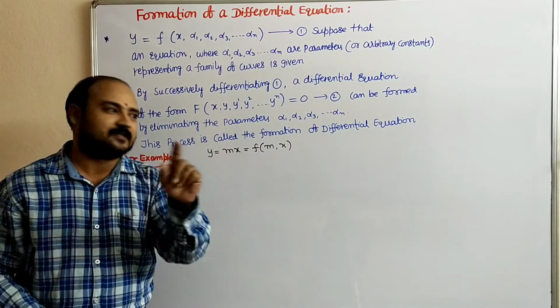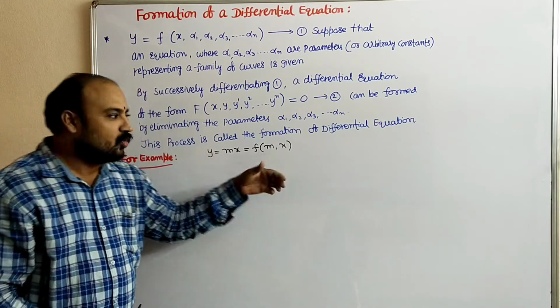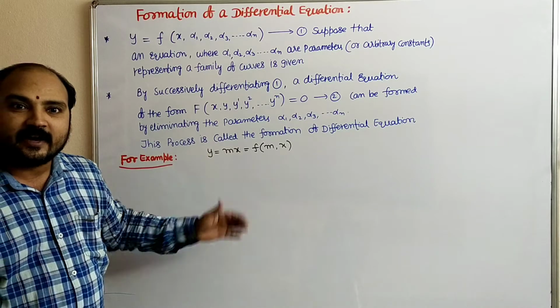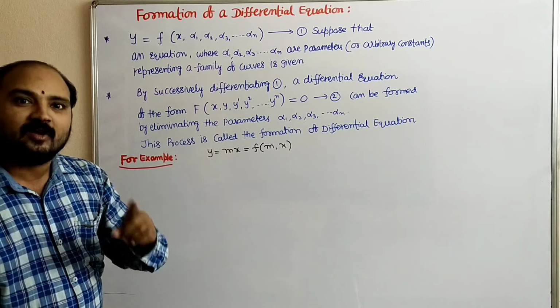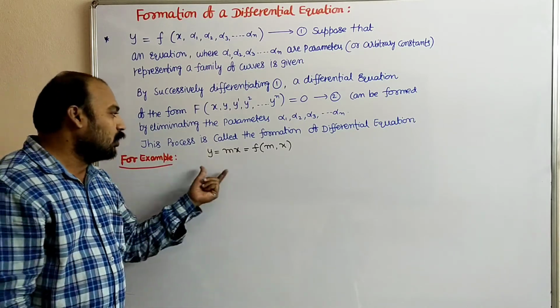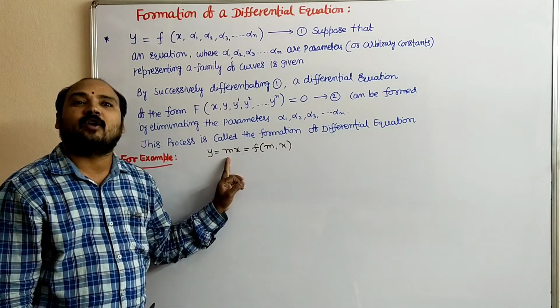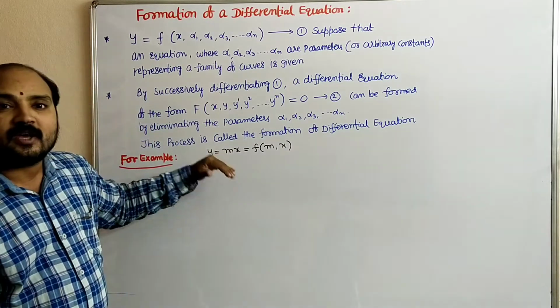Only one constant is there, that is m. So, if in this equation only one arbitrary constant is there, how many times do you have to differentiate? One time you have to differentiate, and eliminate the arbitrary constant from the equation.